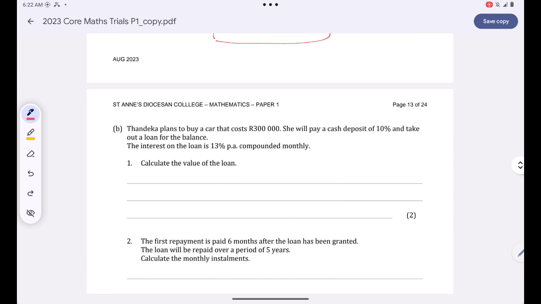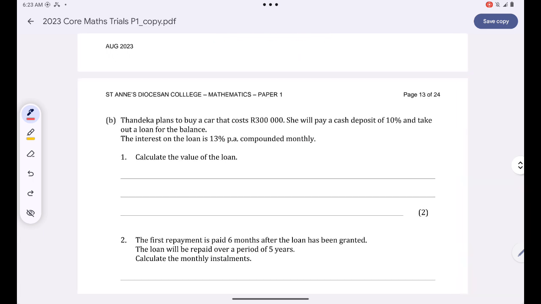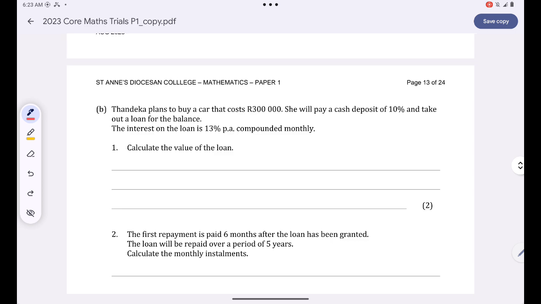Okay, now let's move on. We are told that Thandeka plans to buy a car that costs 300,000. She will pay a cash deposit of 10% and take out a loan for the balance. The interest on the loan is 13% compounded monthly. Firstly, they want us to calculate the value of the loan.